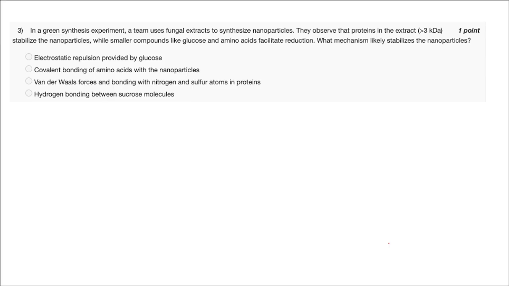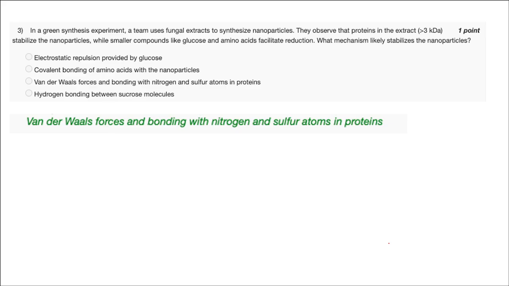So they are saying that they observed that proteins stabilize the nanoparticles, and that too proteins greater than 3 kilodalton in size. But smaller compounds like glucose and amino acids facilitate reduction. What could be the possible reason for it? In order to correctly answer this question, we have to understand the mechanism. What role does this size play in stabilizing the nanoparticles? We'll come to the correct answer after understanding what exactly the mechanism is.